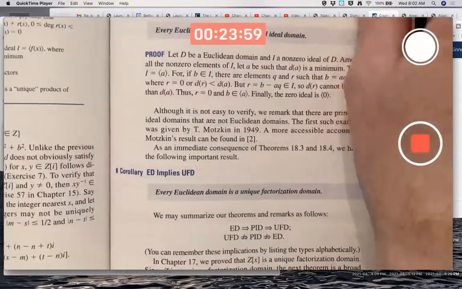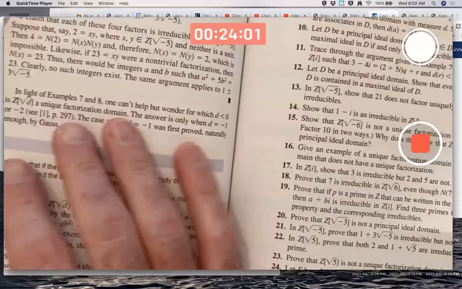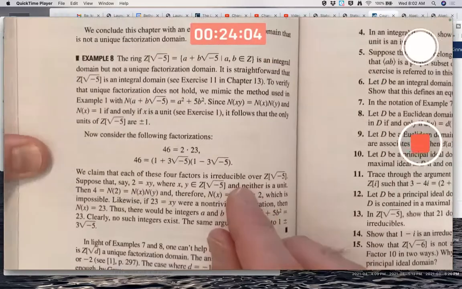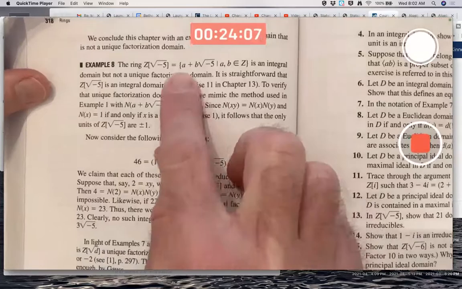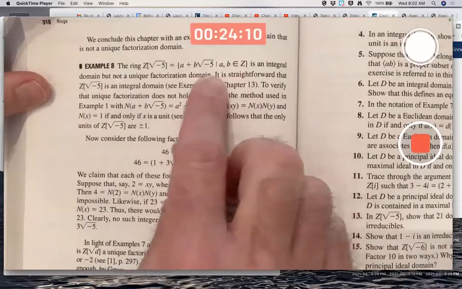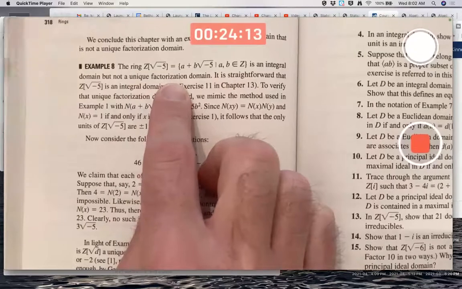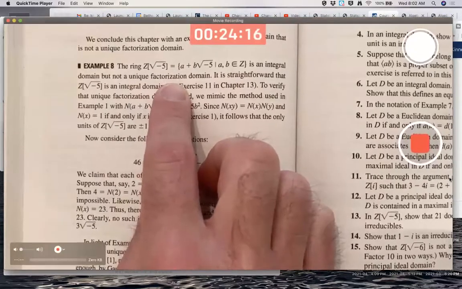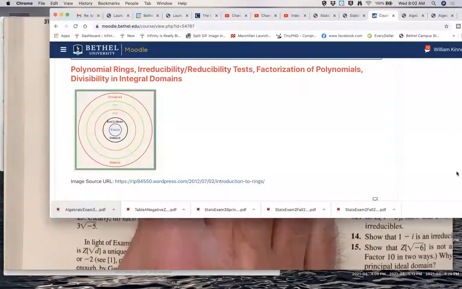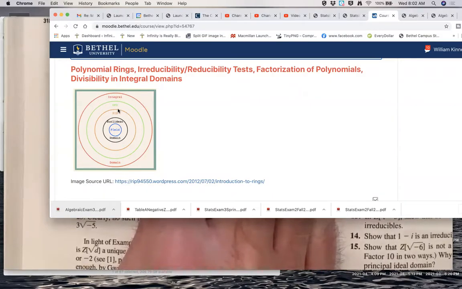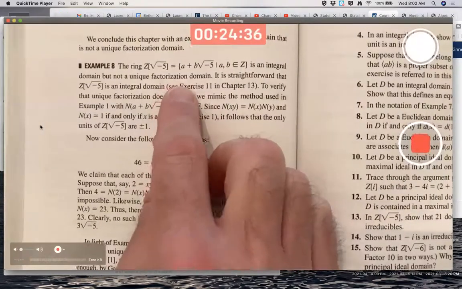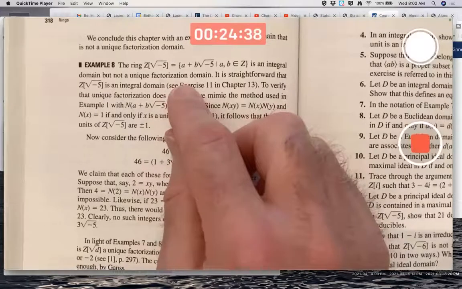And we can close off chapter 18 by emphasizing this example. This is an integral domain, but not a unique factorization domain. In other words, this example, Z[√-5], is inside the red circle, but not inside any of these other circles. It's an integral domain that's not a UFD, and therefore it's not a PID, and therefore it's also not an ED. It's definitely not a field. Why? Let's try to take a look at the proof of this, and then we'll relate it to the exam question.